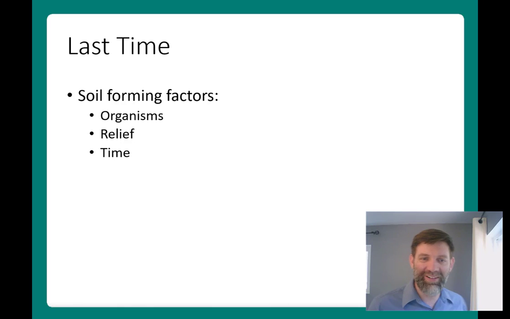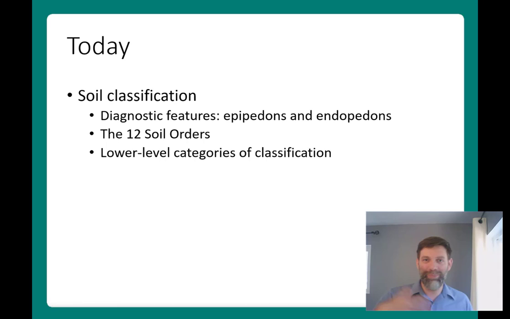Last time we finished up our discussion of our soil forming factors: organisms, relief, and time. Any lingering questions, make sure you ask. So now we are moving on and thinking about how we then take those factors and the properties they impart to a soil, and name the soil, classify it, give it some kind of category so that we can then communicate with others about the soil and its properties in a shorthand way.